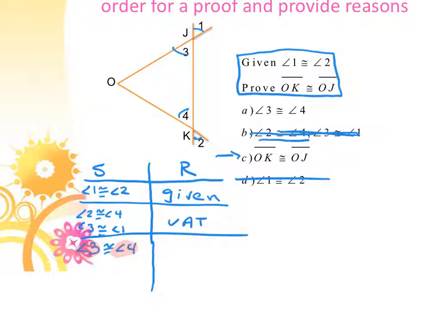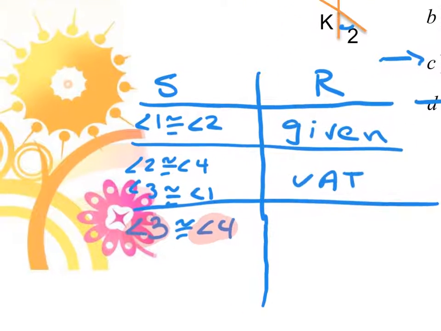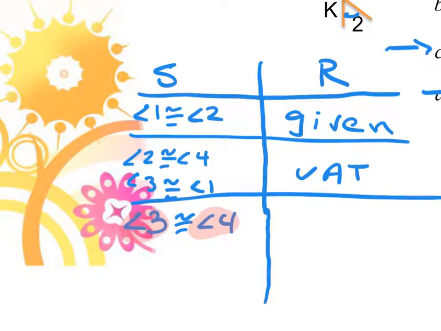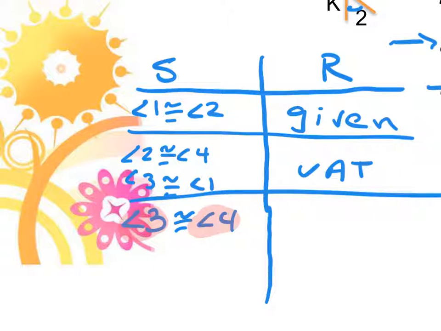It's because we know that angle 2 is congruent to angle 4. Mm-hmm. 3 is congruent to angle 1. And we also know that angle 2 is congruent to angle 1, which makes angle 3 congruent to angle 4. Okay, let me just reiterate what you said.